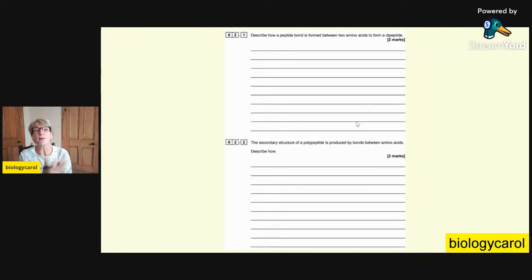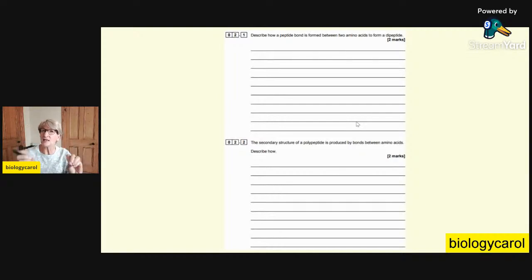2.1, describe how a peptide bond is formed between two amino acids to form a dipeptide. Well, the first thing that comes to mind is that the term condensation is going to be in that answer somewhere. But then I'm thinking, okay, once I've said condensation and that it releases water, what else am I supposed to say?